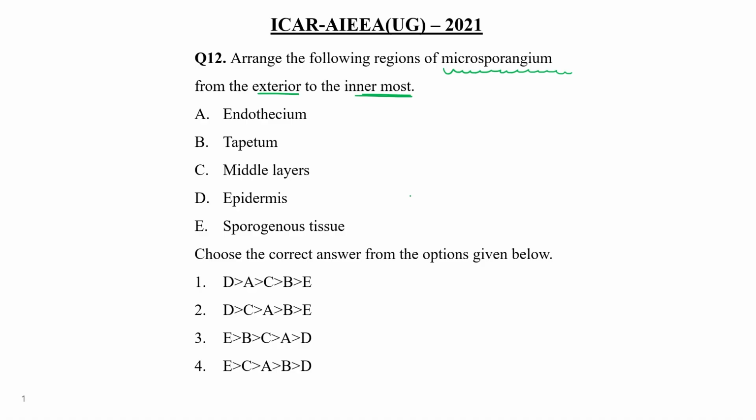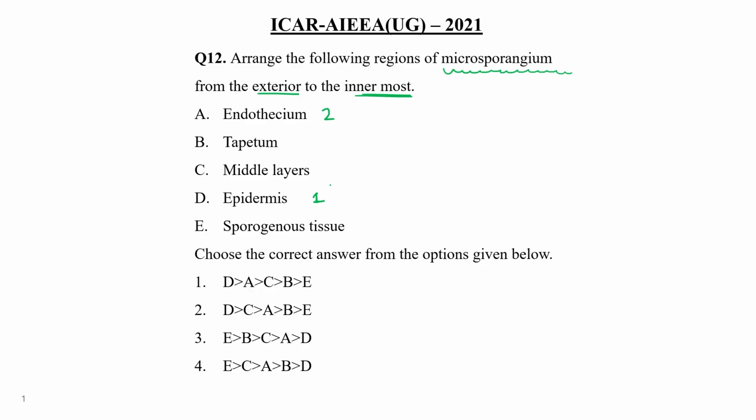So what is the exteriormost layer? This must be epidermis. Anyhow, everywhere epidermis is present on the outermost layer. In leaves also there is a little bit of cuticle present, that is a part of it. But here epidermis is the outermost. So at the first position, epidermis, followed by what is the next layer? That is endothecium, right? Endothecium.